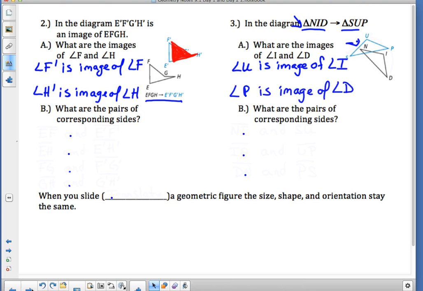As we're going through, angle P is the image of angle D. Any other questions? Are we doing okay?